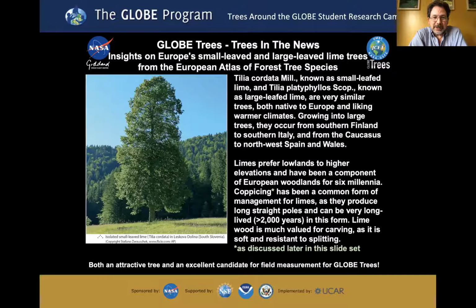And another illustration of just the beauty of these trees. I also have to mention that these are standalone trees, which are easiest to measure with the clinometer, and we'll see a couple other examples as we go through this.